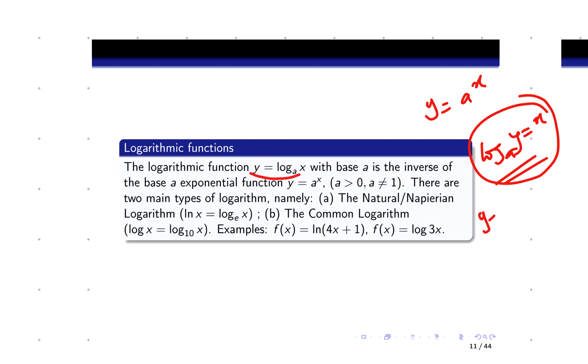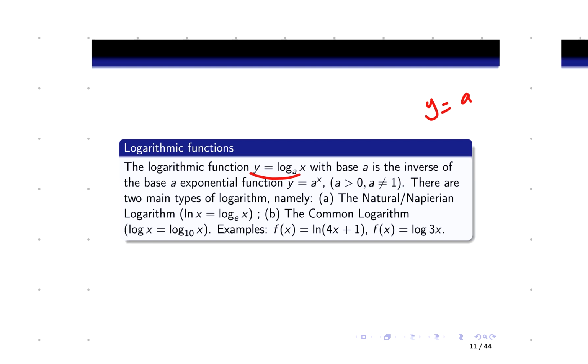So the logarithmic function y equals log x to base a is actually the inverse of the base a exponential function, which we just talked about previously. And you already know a is greater than 0, and a is not 1. So there are two main types of logarithm, namely the natural or Napierian logarithm. We'll come across this a lot.